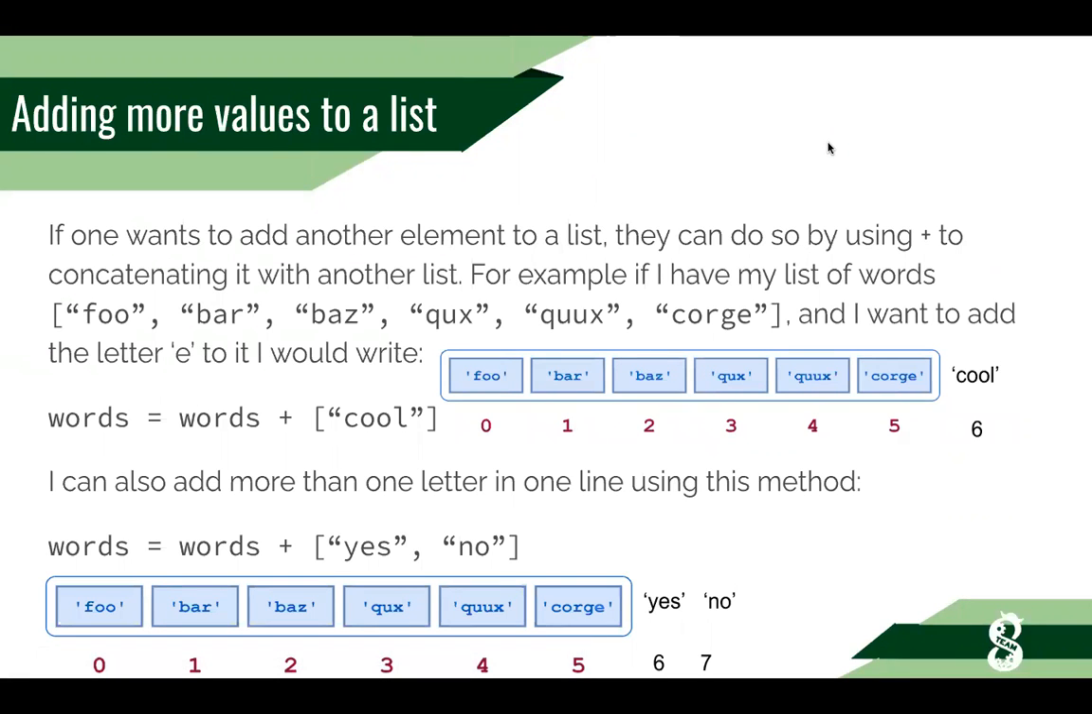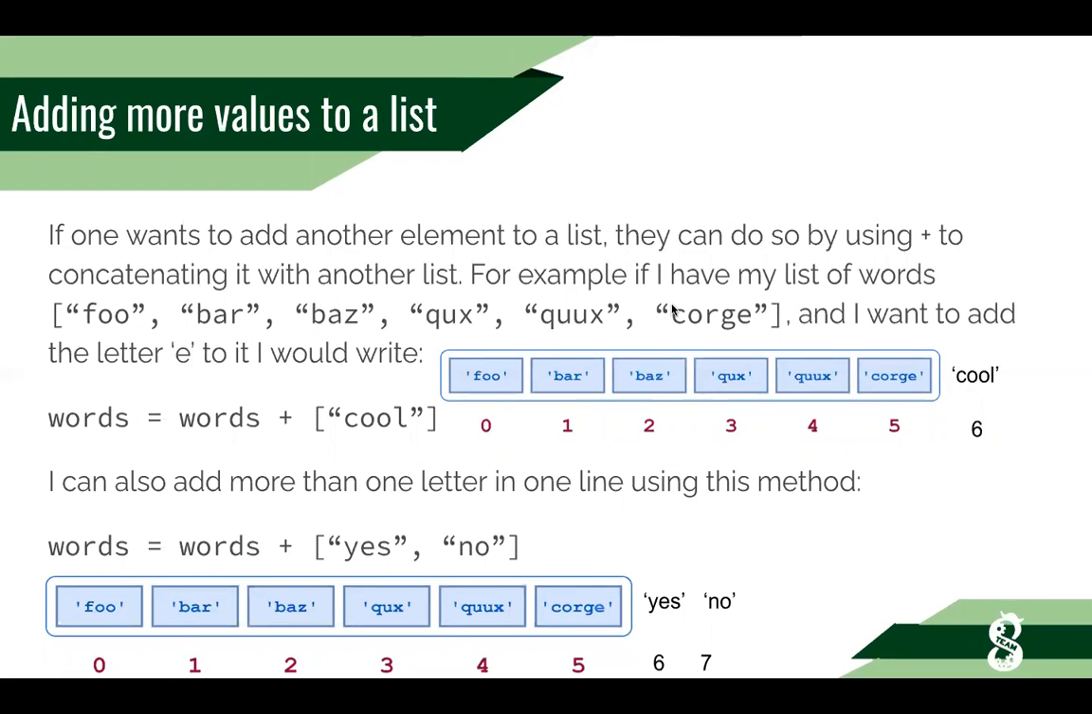Now, I'm pretty sure you're all bored of having a stale list that can't have any more values added to it or removed. So let's start by adding more values. All right, so if you want to add another element to a list, you can do so by using plus to concatenate and then add another list.